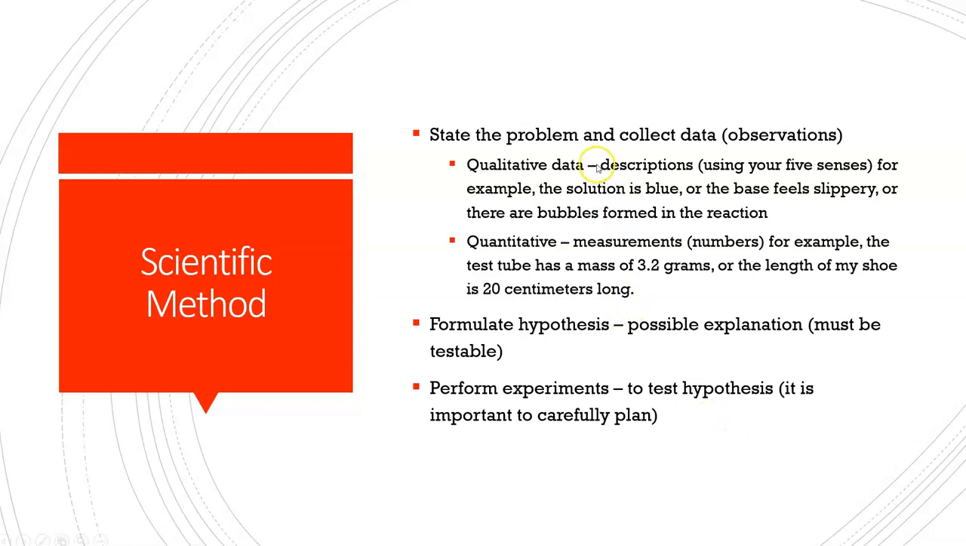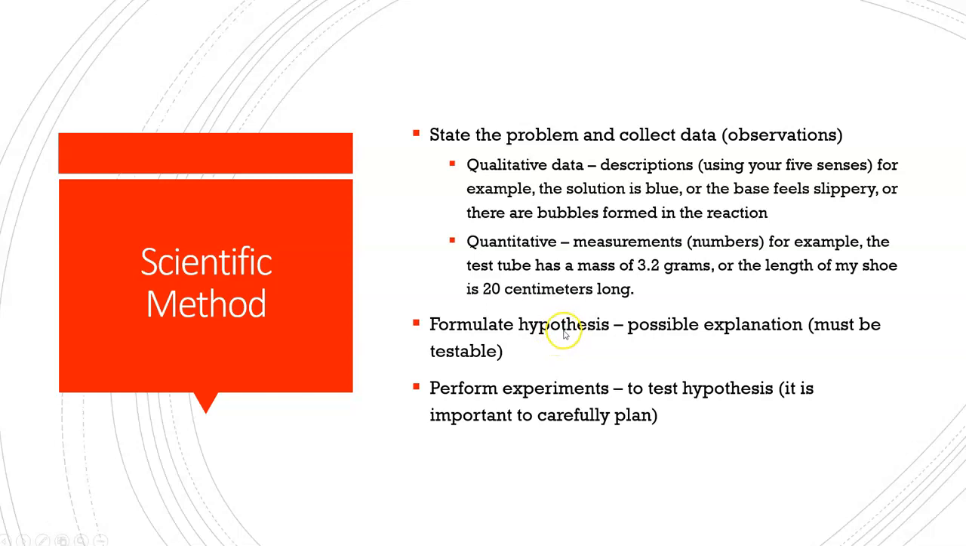And then as you collect data, you can collect qualitative data, which is a description. Things like, the solution is blue, the base feels slippery, there are bubbles formed by the reaction, versus quantitative data, which is going to be numerical measurement kind of data. So, 3.2 grams or 20 centimeters long or any other variety of numerical quantities you could collect about a particular substance.